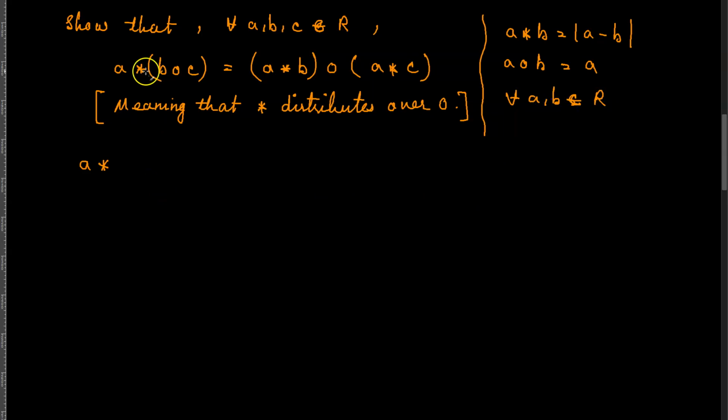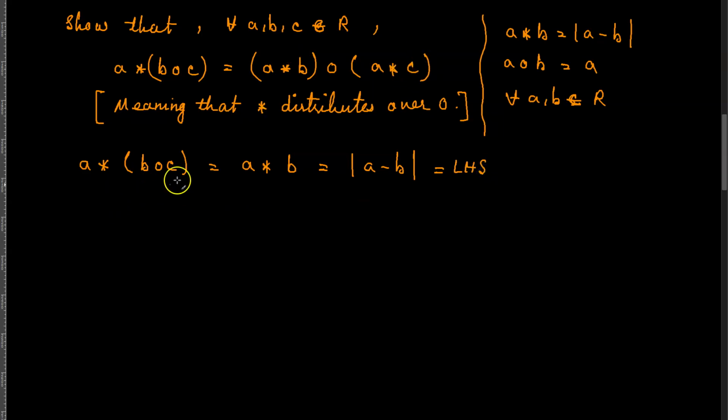Now, if I calculate this side of the equation, I'll have a star (b o c), which is the same thing as a star b, and a star b is the same thing as the absolute value of a minus b. This is the left hand side.